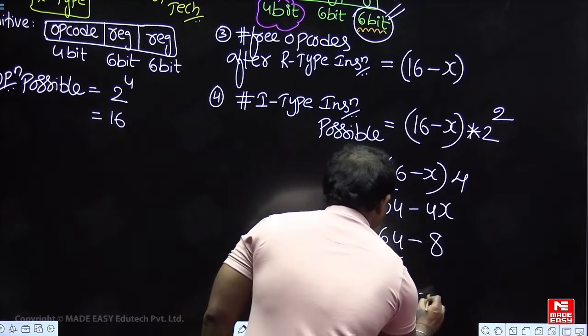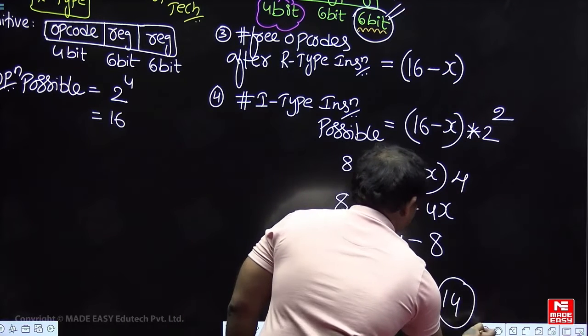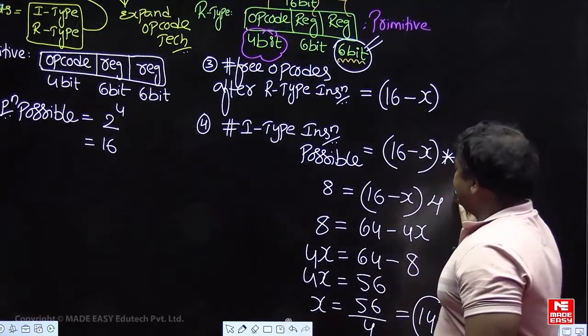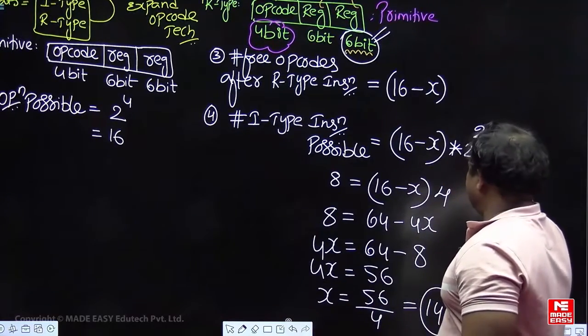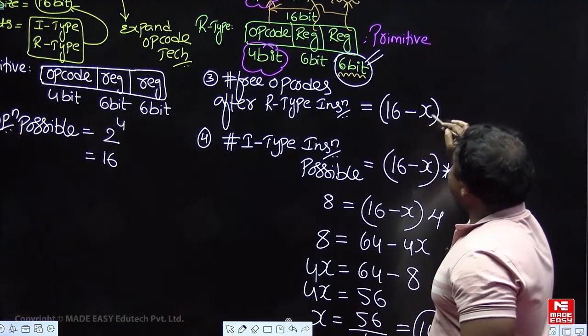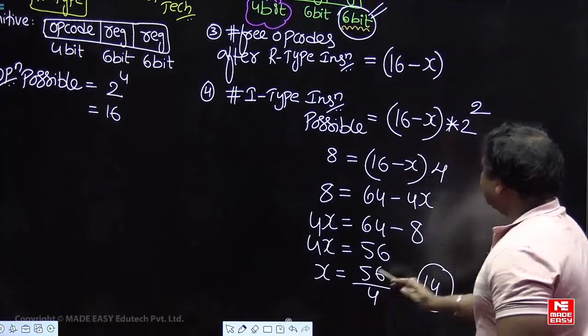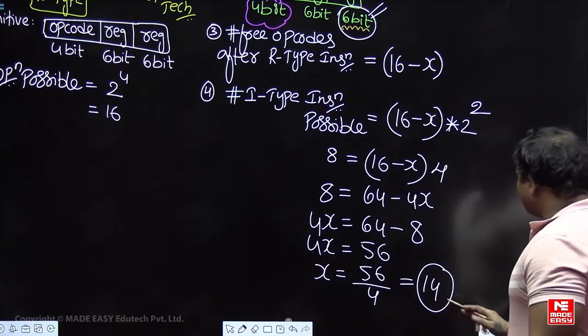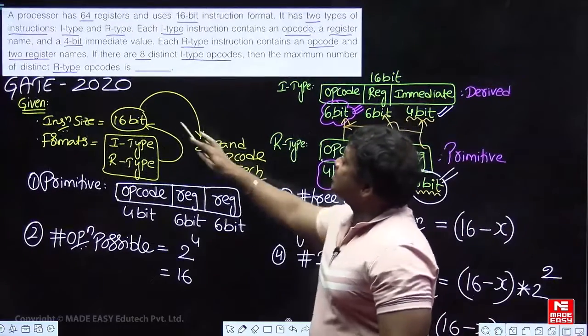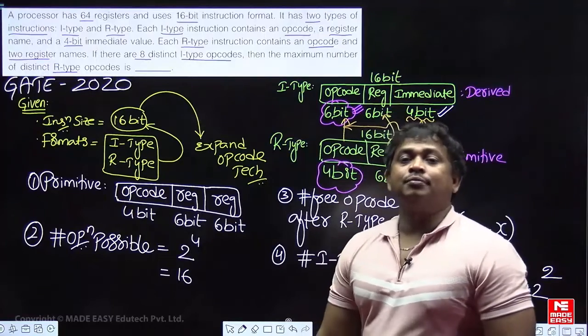This is equal to 14. Okay, students, so how many R-type instructions are possible? Here X is the number of R-type instructions that exist. Now we find the X value. X value is equal to 14. So 14 R-type instructions are possible in the system.